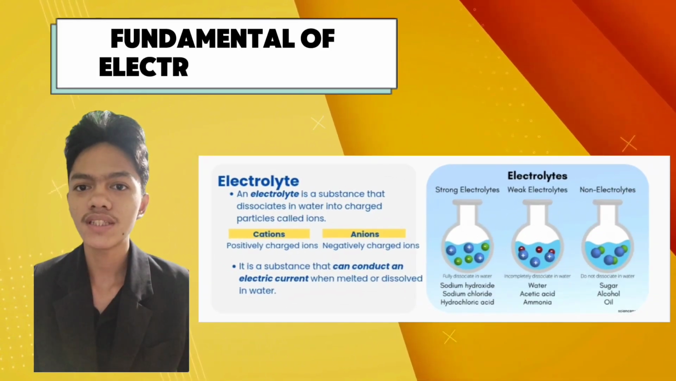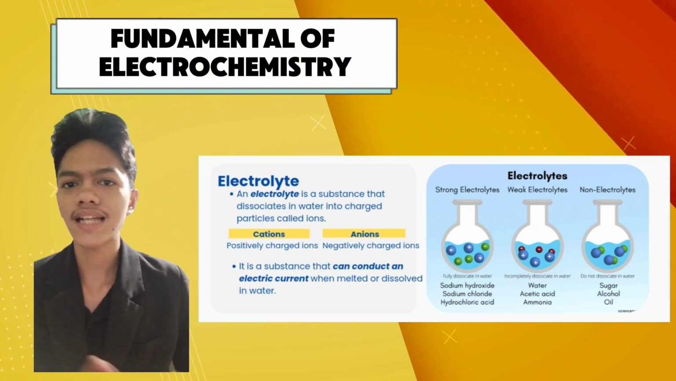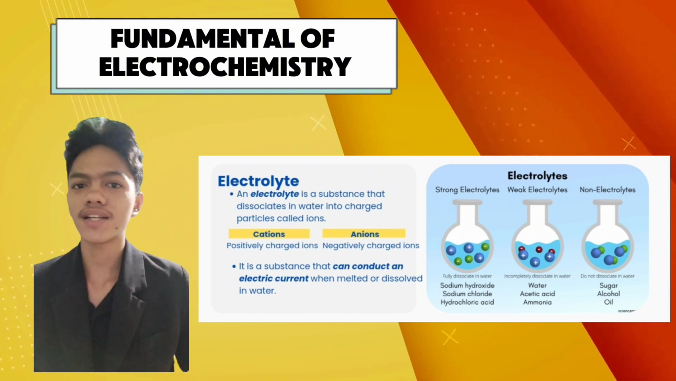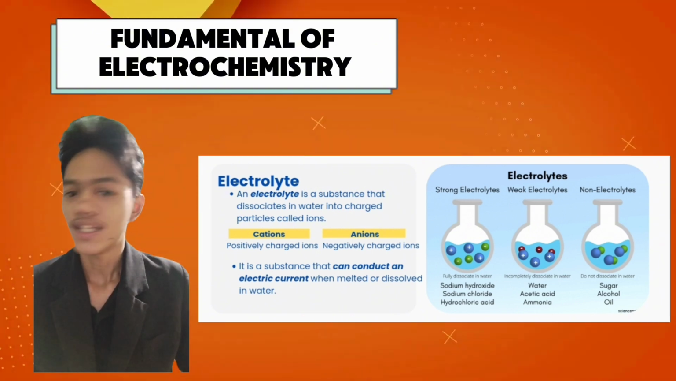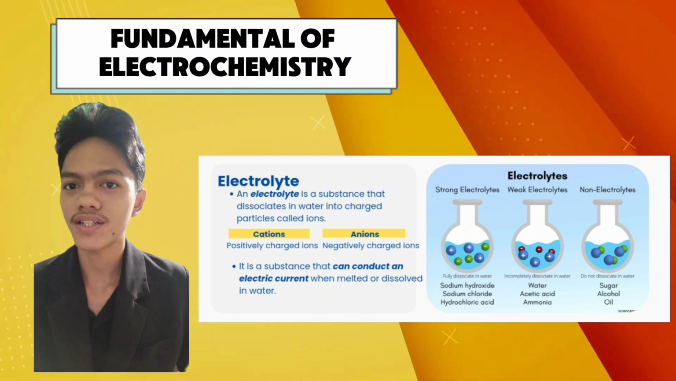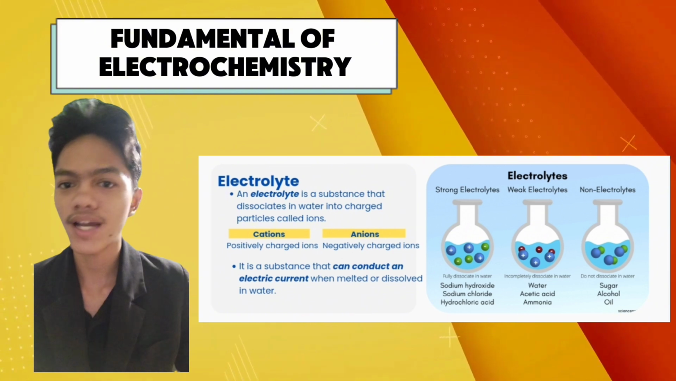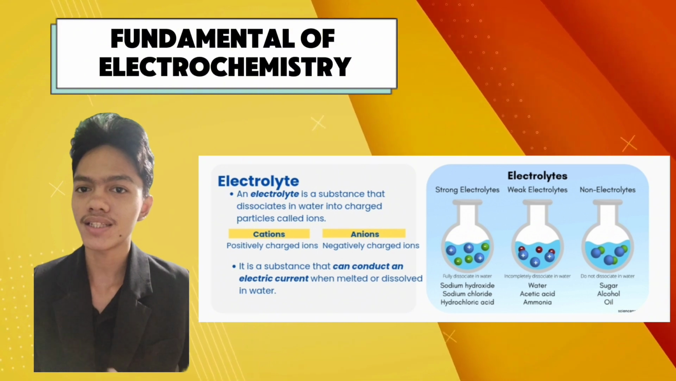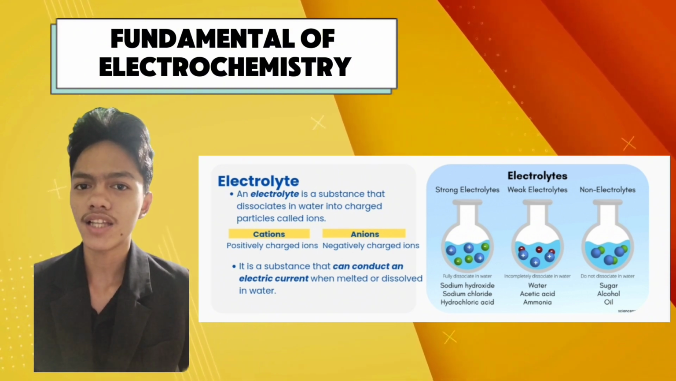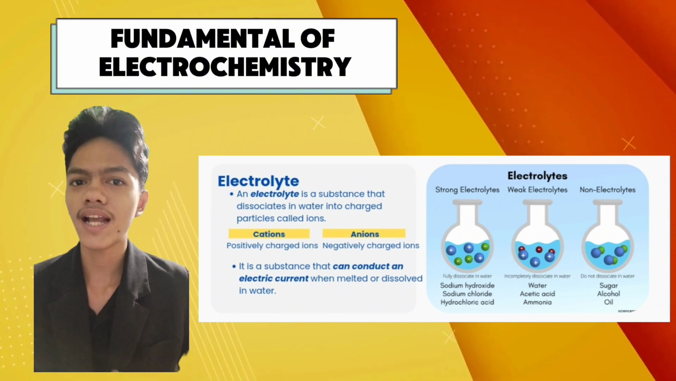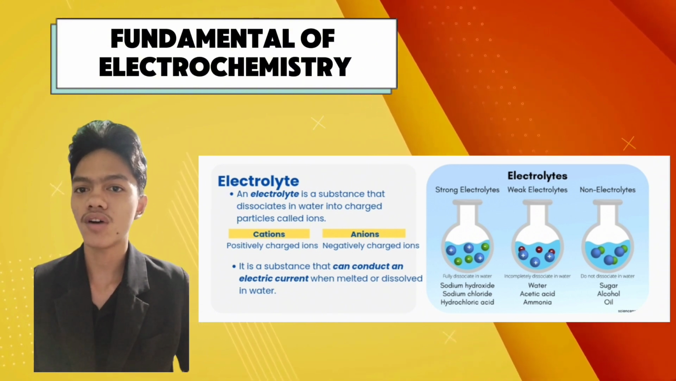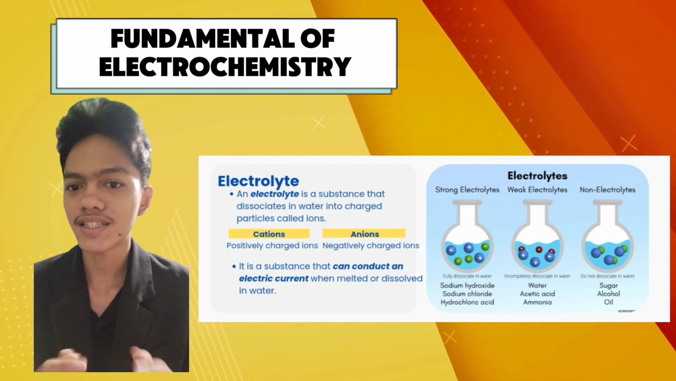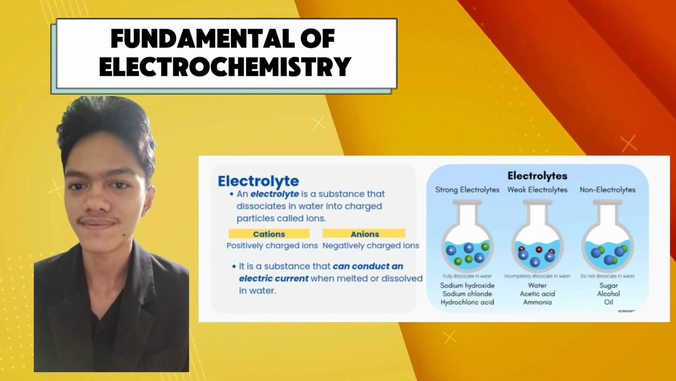And now, let's proceed to the electrolyte. An electrolyte is a substance that is dissolved in water into charged particles called ions. The positive ions are called cations and the negative ions are called anions. And how do they work? When sodium chloride is dissolved in water, it splits or dissociates into a positive sodium ion and a negative chloride ion, in addition to hydrogen and hydroxide ions from the water, and that is called an electrolyte.